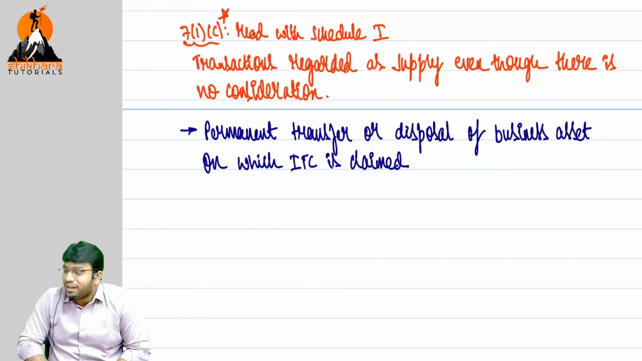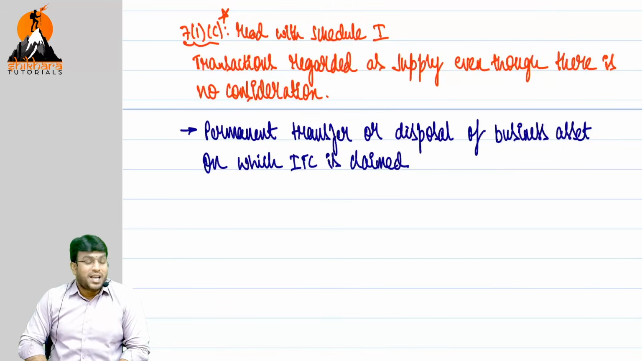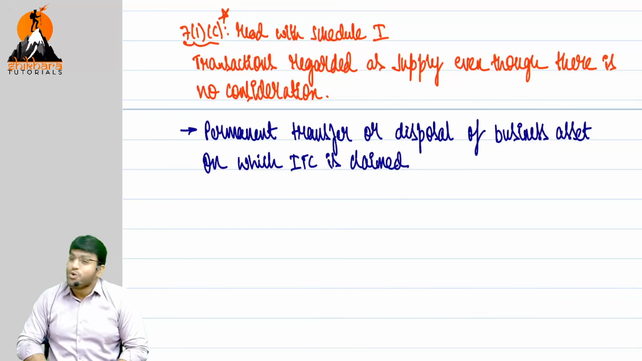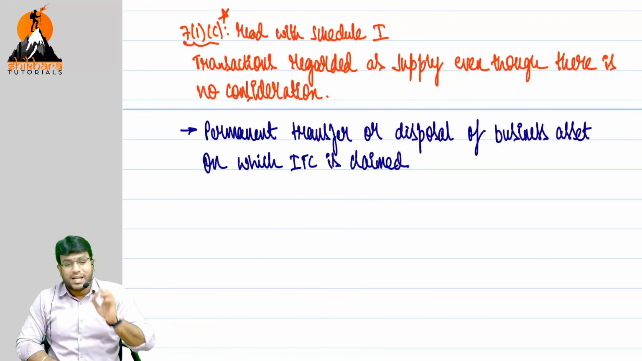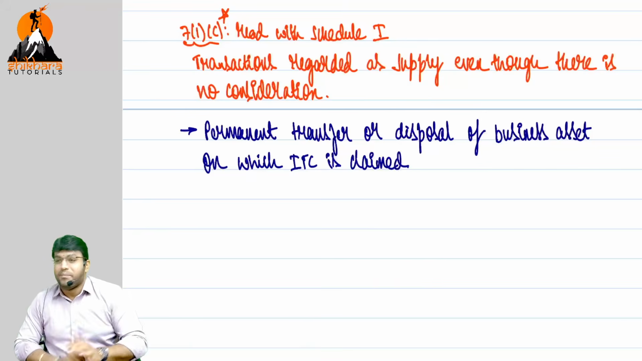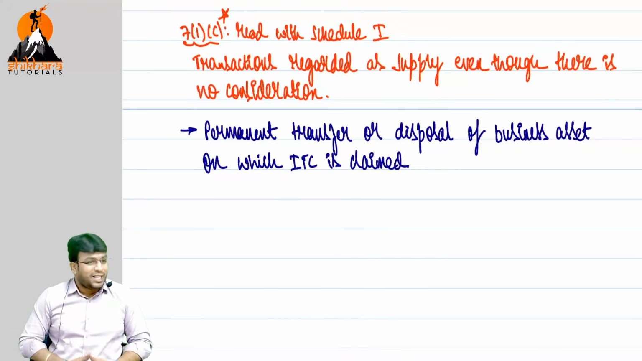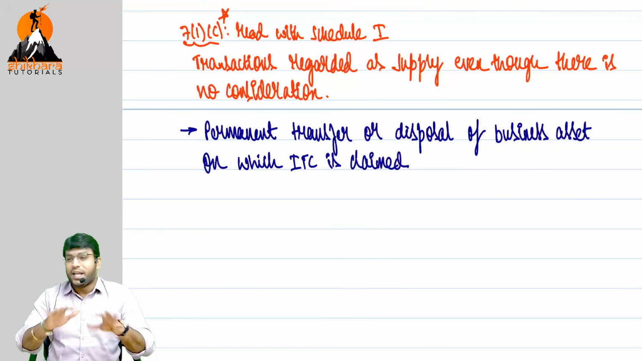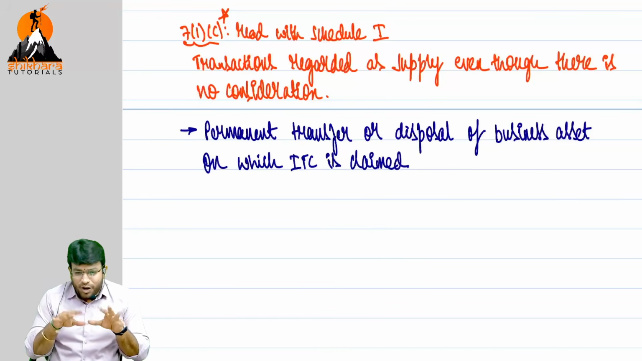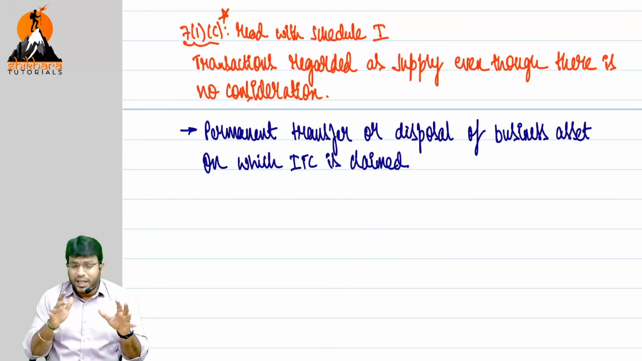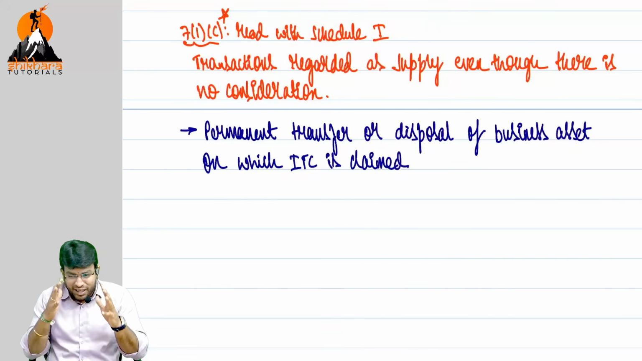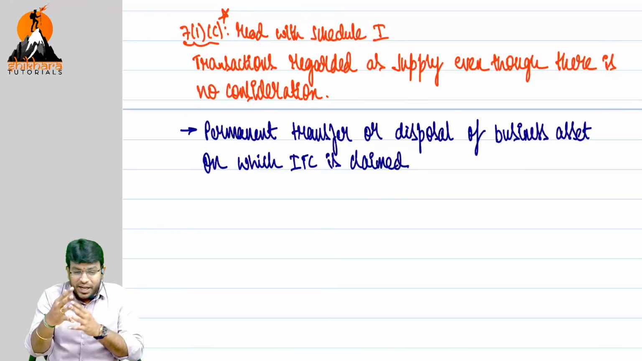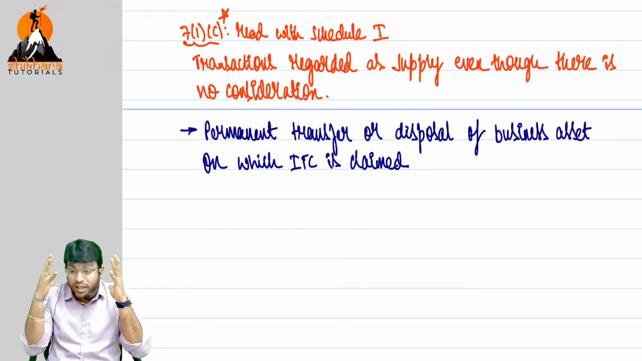Yes. Now, what is 7(1)(c)? Transactions regarded as supply, even though there is no consideration. What is the first point? Permanent transfer or disposal of business asset on which ITC is claimed. Now listen. Shiva Teja purchased one laptop for business use and I have taken input tax credit. I was busy in office preparing one income tax return, getting ITR 4 or ITR 5 ready, getting the data filled. I was trying to import the AIS, the data is not matching, interest figure here is different, there it is different, already full stress, full pressure.